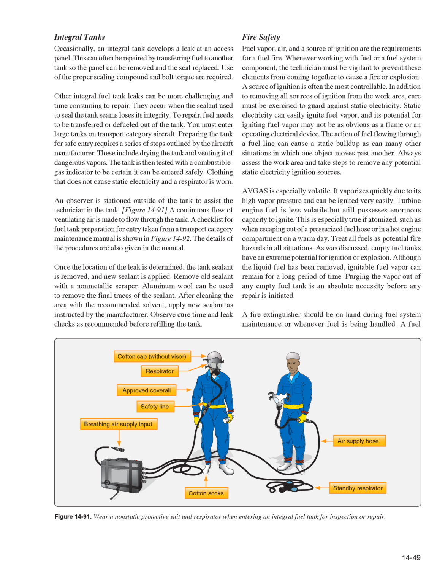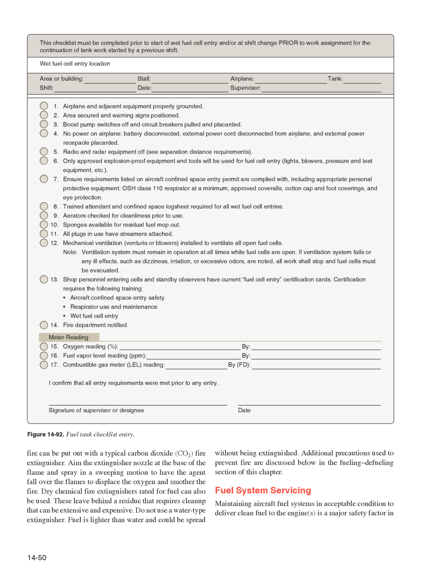A fuel fire can be put out with a typical carbon dioxide, CO2, fire extinguisher. Aim the extinguisher nozzle at the base of the flame and spray in a sweeping motion to have the agent fall over the flames to displace the oxygen and smother the fire.